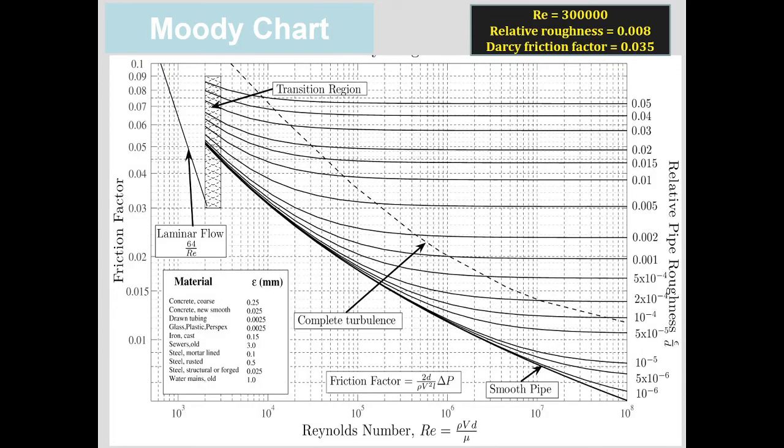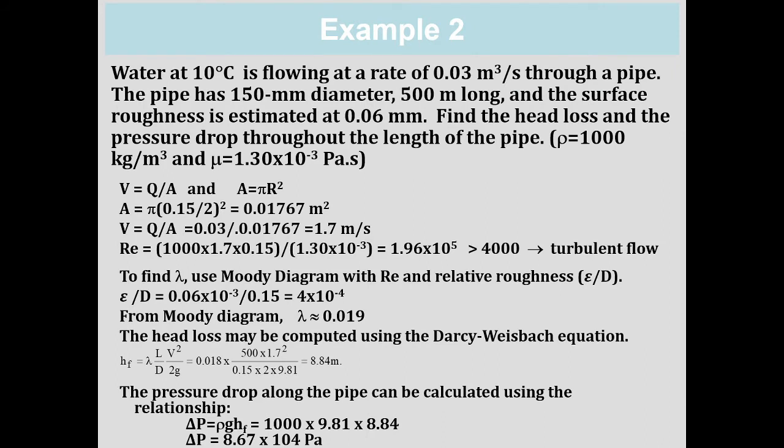the Moody chart. First, the Reynolds number, 1.9 something times 10 power of 5, and then the relative roughness is 4 times 10 power of negative 4. The intersection is here, and you get about 0.0185 maybe. So what I use in the question in the survey is just 0.018.